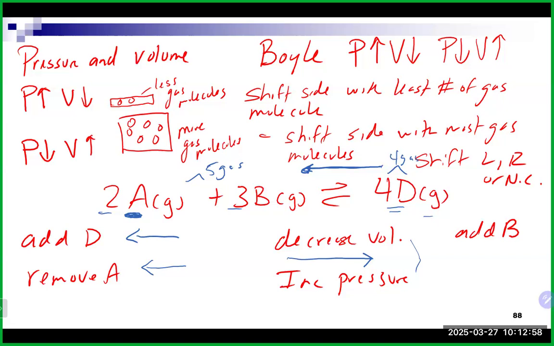And again, the reasoning here is obviously in a smaller volume, we now have a lot more of those reactants, so we're going to have to kind of force it to go in the forward direction to get it to less gas molecules being present. Lastly, here we're going to add some B.